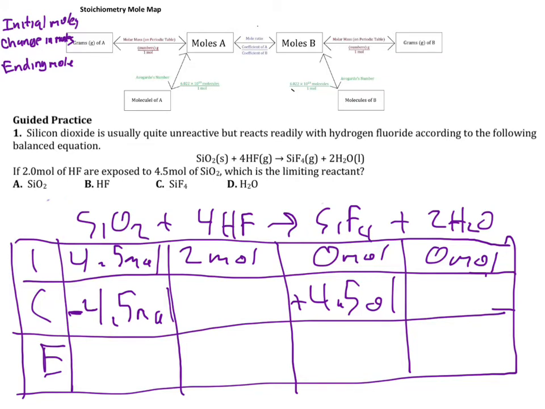This here is a 1-to-2 ratio. So for every 1 mole of this, you have 2 moles of your water. So in this situation, you'll be adding 9 moles of water. But what about this right here? If you are starting with 4.5 moles and all of it reacts, how much of this would you need to react with all of it?